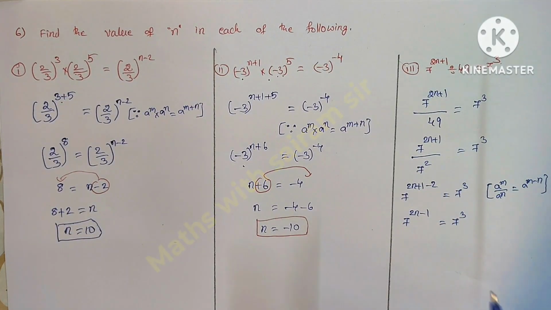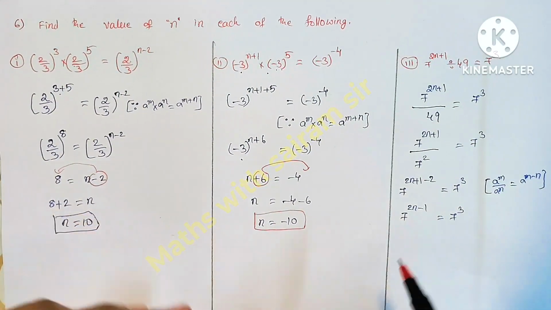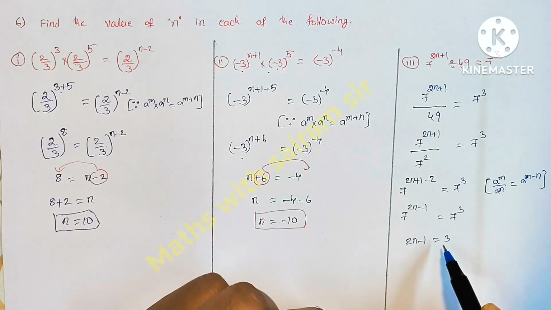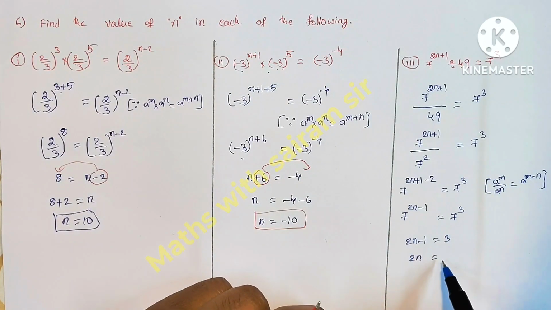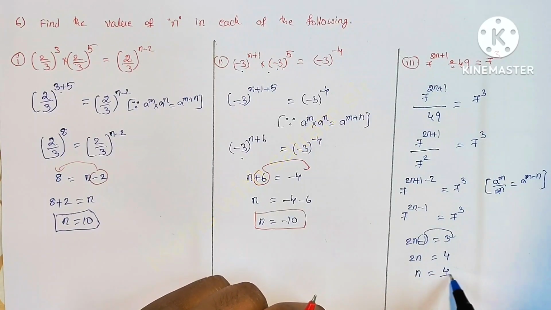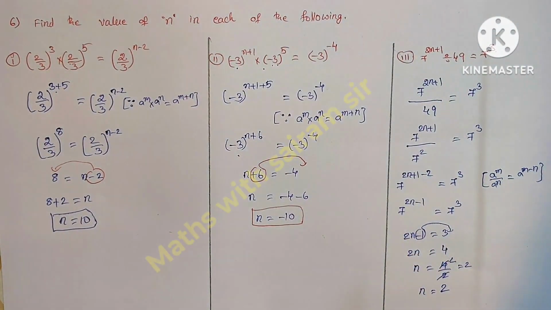Here also, as the bases are equal, we can equate the powers. By using that we can write 2n - 1 = 3. From this, on transposing this minus 1 to the other side it becomes a plus, so 2n = 3 + 1, that is 4. 2n is equal to 4, then n = 4/2, that is 2. So the n value is 2. So likewise we can solve the problems of our sixth bit.